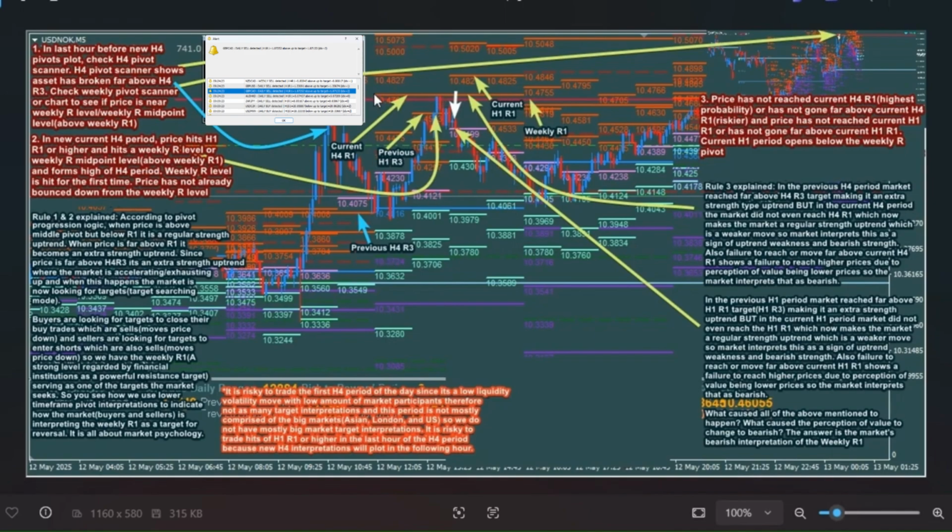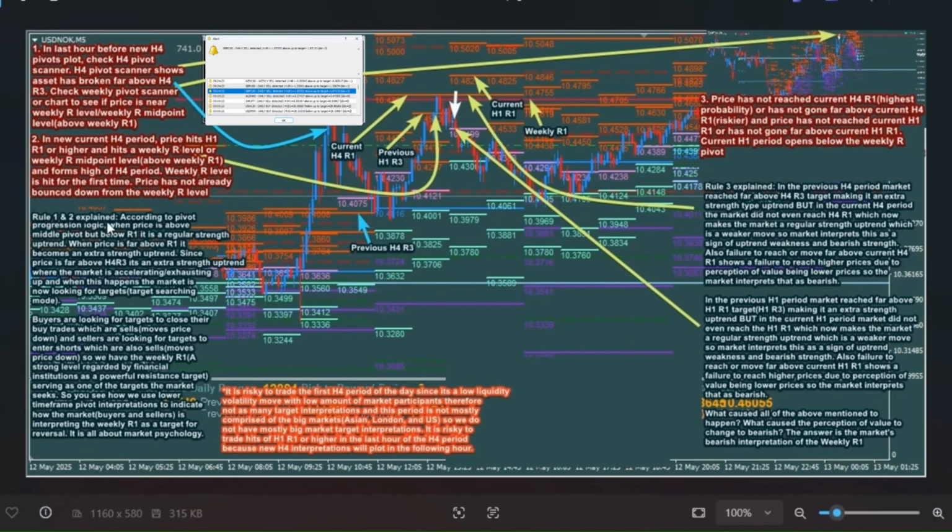So we want to take these trade setups when price is hitting the weekly R level for the first time in the weekly period, okay? We don't want to take trade scenarios where price has in the past already hit the weekly R level and then dropped down and then came back up and hit the weekly R level for a subsequent time, and then we take the trade. No, we don't want those scenarios. We only want to take the trade when price is hitting the weekly R level for the first time in that weekly period. Okay?